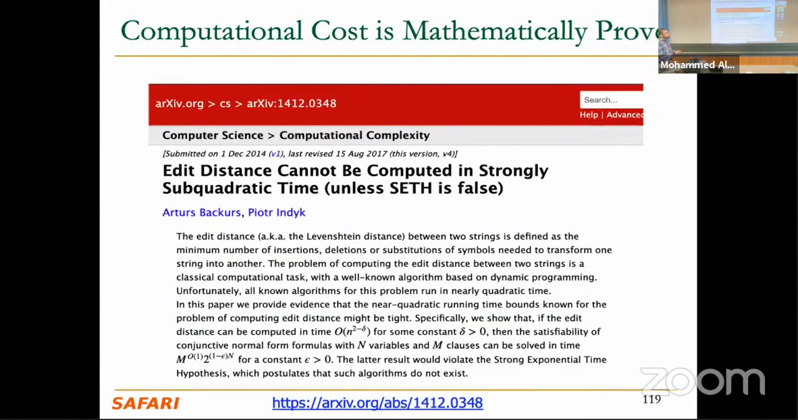There is a paper from MIT. They mathematically prove that you cannot do better than quadratic time for sequence alignment. Sub-quadratic time is not possible without heuristics. Of course, with some heuristics, you can do better. But again, you are compromising something.